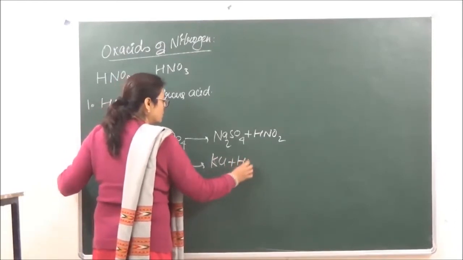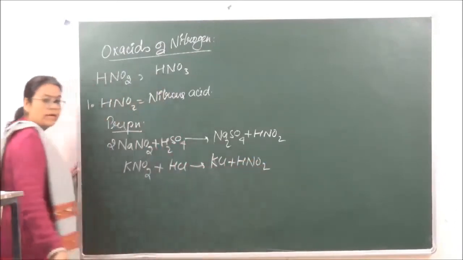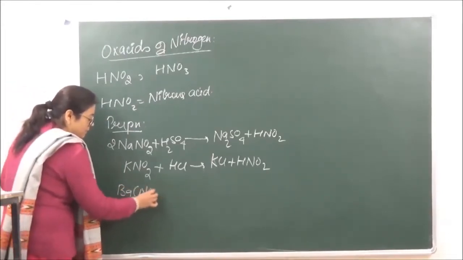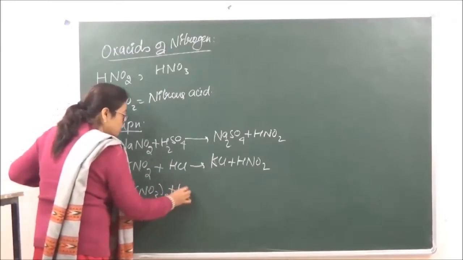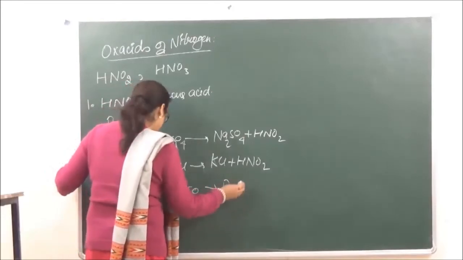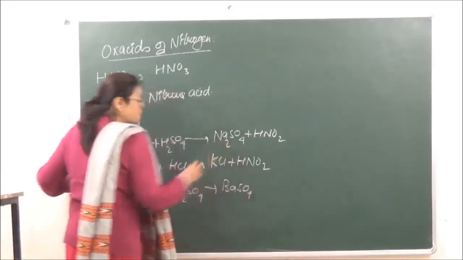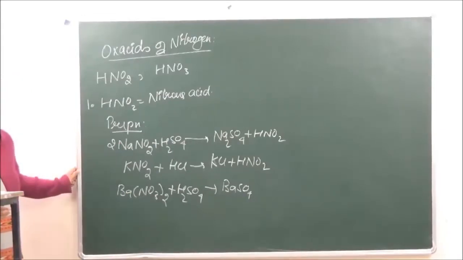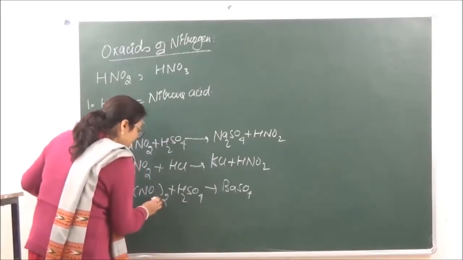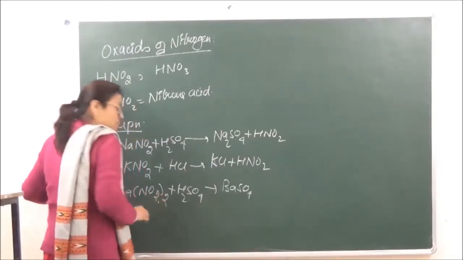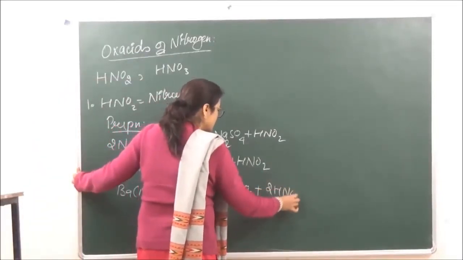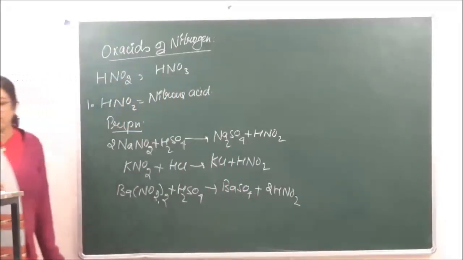Another method of preparation is by reacting KNO2 with HCl to give KCl plus HNO2. It can also be prepared by reacting barium nitrite with H2SO4, when we get a white precipitate of barium sulfate and we get 2HNO2. Barium nitrate नहीं लेना, barium nitrite लेना है, ठीक है? So these are the methods of preparation.